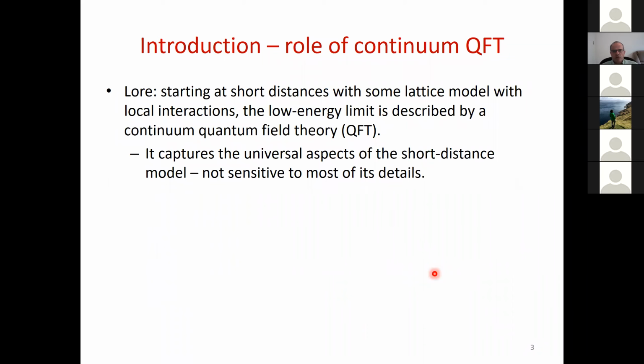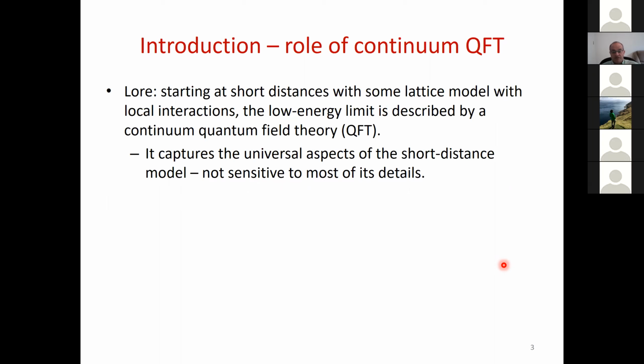We have a standard law that has been extremely effective for several decades, that if we start at short distances with some lattice system, with local interactions, the low energy limit can be described by continuum quantum field theory. And this has been extremely powerful, both as an organizing principle of the long distance behavior, the allowed phases of a system, but it's also effective in the sense that it captures the universal aspects of the system, which do not rely on the various short distance contamination that can happen.